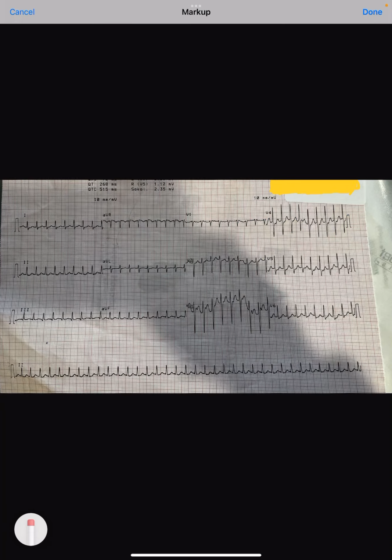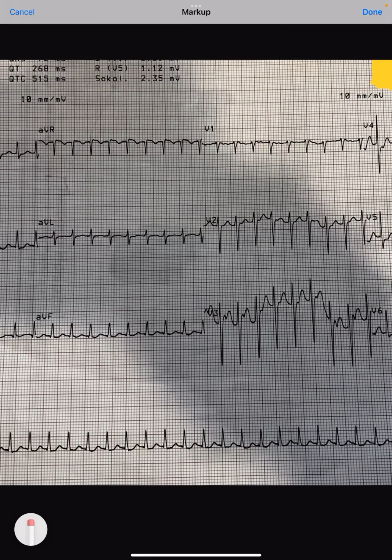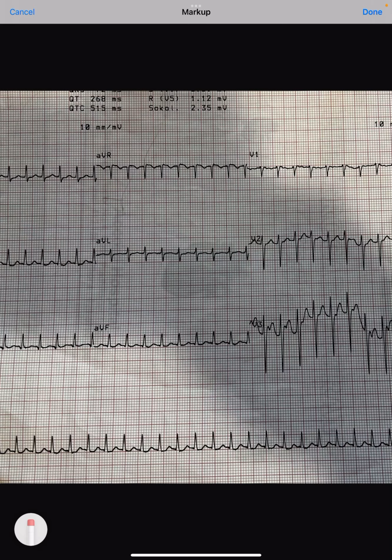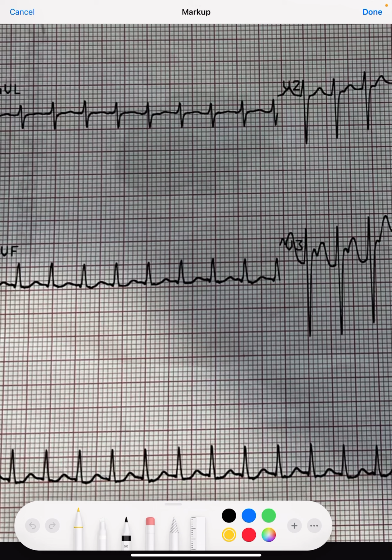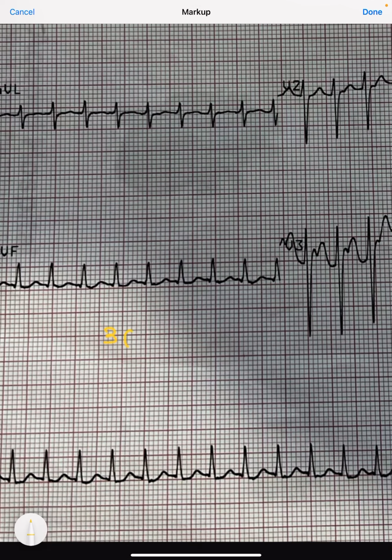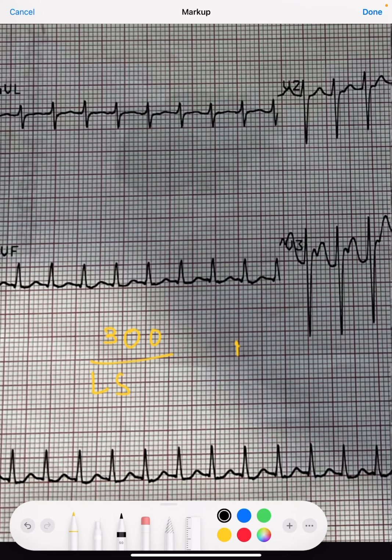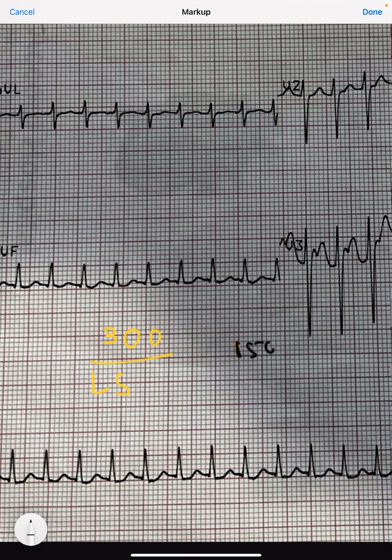So this is a very interesting ECG where we can see that there is tachycardia. The calculation for heart rate is very simple. What we can do is calculate a total of 300 divided by the number of large squares, or a total of 1500 divided by the number of small squares.